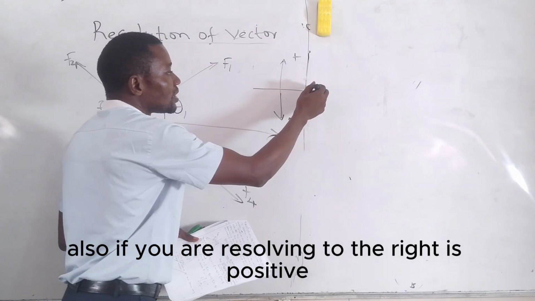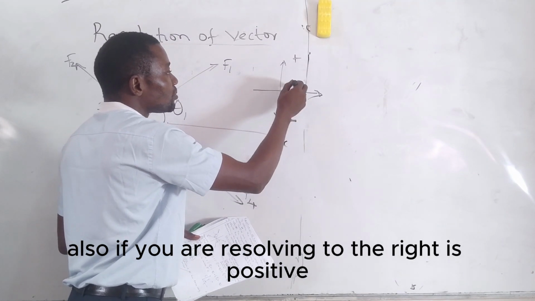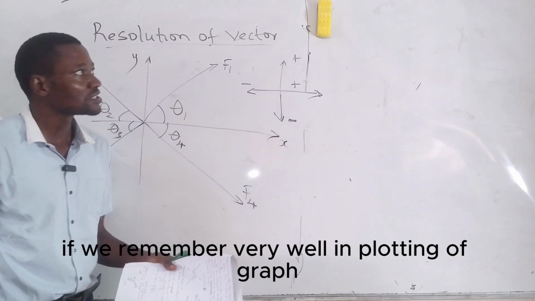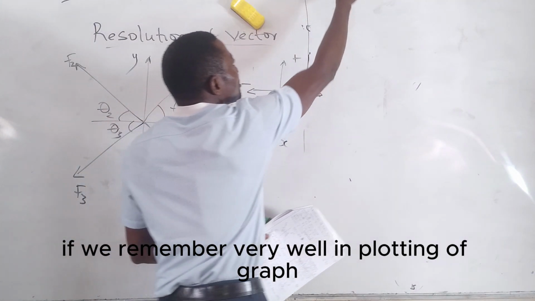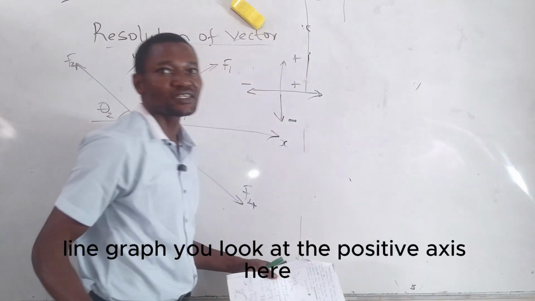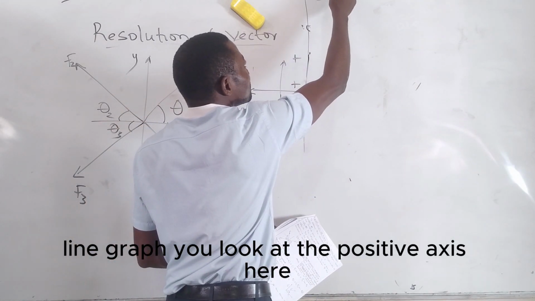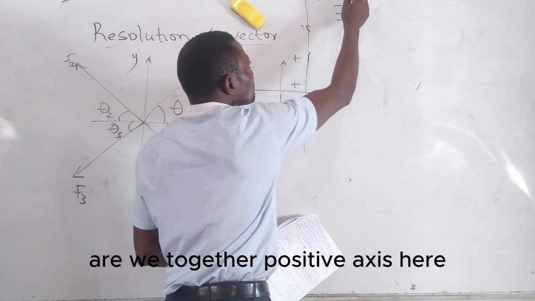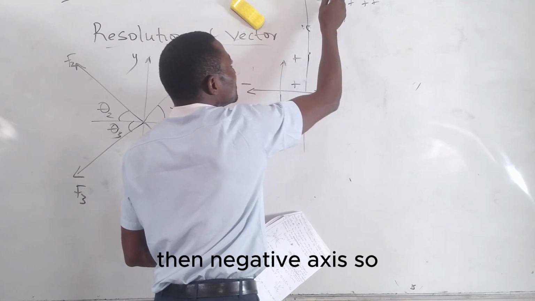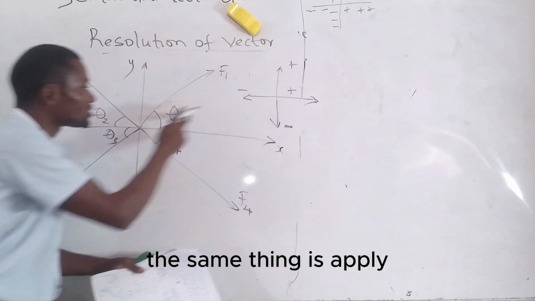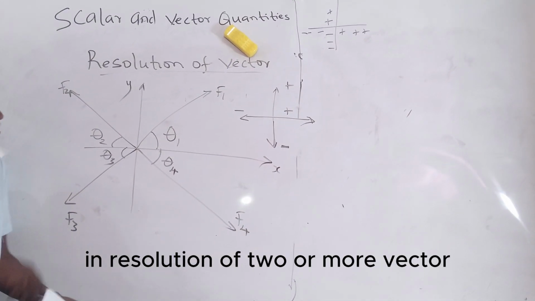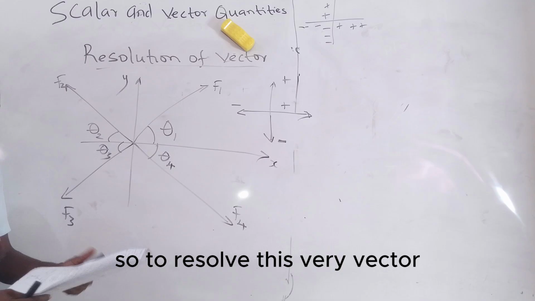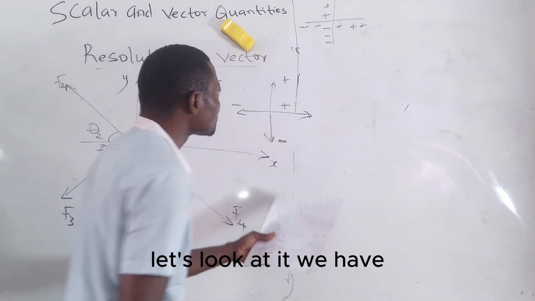Also, if you are resolving to the right, it's positive. Resolving to the left is negative. If we remember very well, in plotting a line graph, you have the positive axis here, then this side is negative. Are we together? Positive axis here, then negative axis. So the same thing applies in resolution of two or more vectors. So to resolve this very vector, let's look at it.